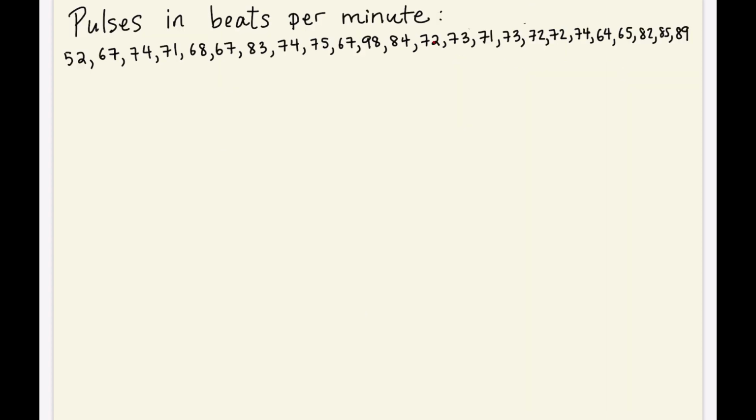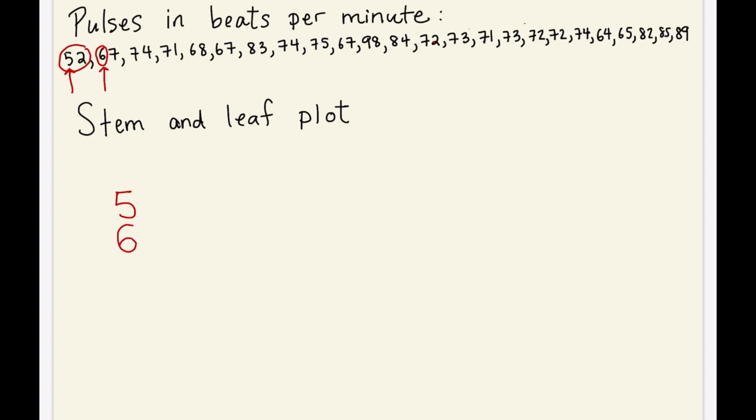The last thing I want to show you how to do is to create a stem and leaf plot. For each pulse, I'm going to look at the leftmost digit in the pulse, and I'm going to use these to make the stems. For example, in 52, the leftmost digit is a 5. For 67, the leftmost digit is a 6. As I go through these numbers, there's a 7, 7s, 8s, and a 9. I don't think there are any pulses in the 40s. The leftmost digit gives me my stem.